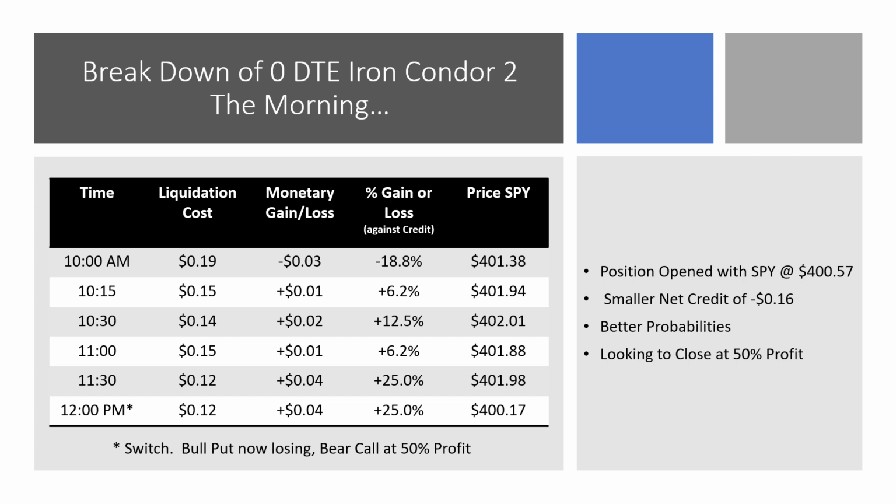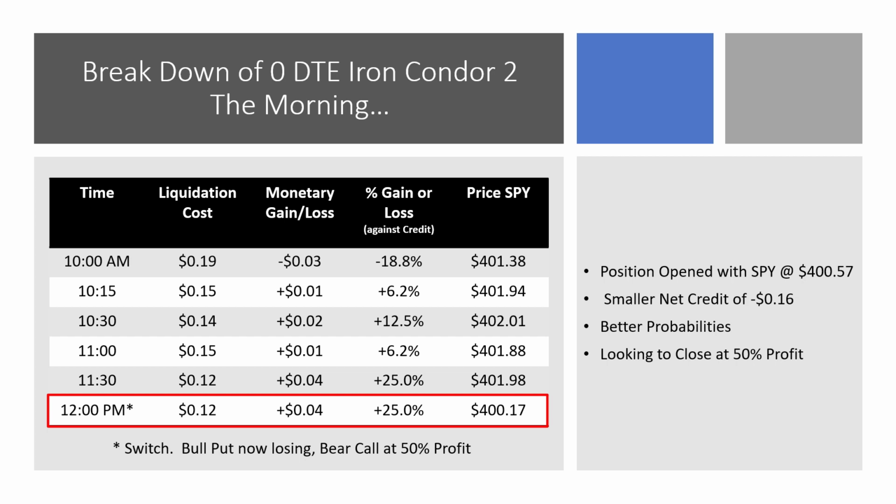At 11:30, getting a little bit better, at only a cost of 12 cents to close the position. We would have kept a 4-cent profit, or 25% of the 16-cent net credit we expected, and SPY is right around 402 at 401.98. At 12 noon, SPY started to pull back. It pulls back to $400.17. Now we have a switch. We still have a 25% profit.